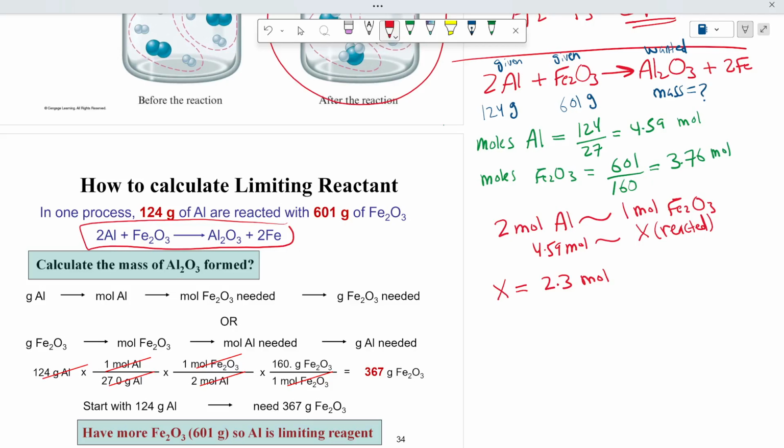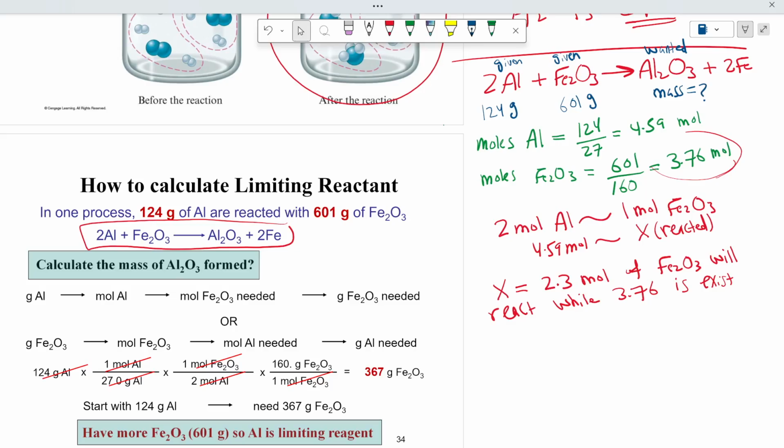X is 2.3 mole of what? X under Fe2O3. So this is of Fe2O3. It will react, in brackets. This is react. Why? Compare the reacted moles of Fe2O3 with the exist moles of Fe2O3, the moles that you have from Fe2O3. It's 3.76. 3.76 is exist.